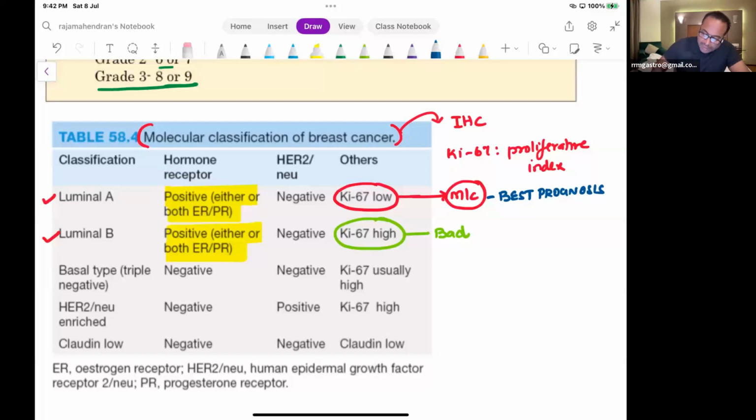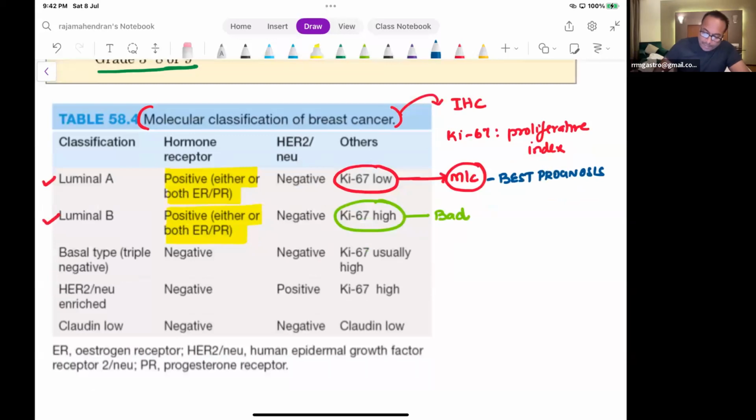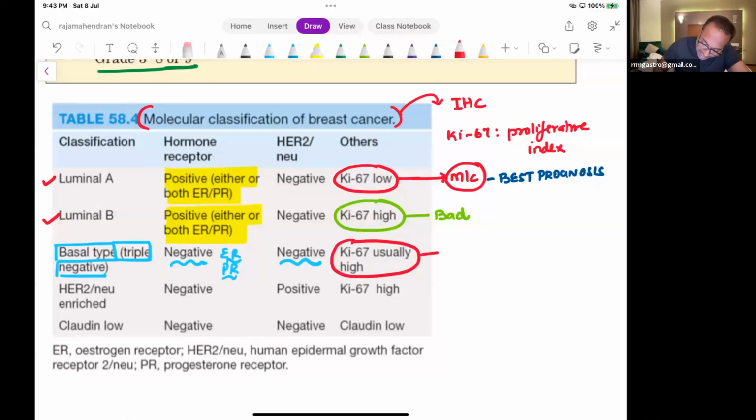So luminal B is Ki67 high. Ki67 is the difference between A and B. Coming to basal type, when you are triple negative, you will go to the basal type. Remember that point. When all are negative, meaning hormone receptor negative, HER2 negative, estrogen receptor and progesterone receptor all negative, you'll go to the basal type, and in this also Ki67 is high. Therefore, it is bad prognosis. In fact, the worst prognosis of all the cancers is basal type.